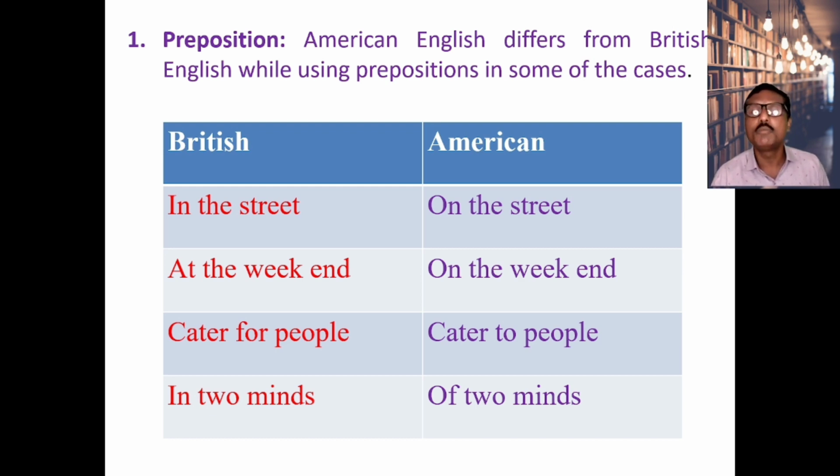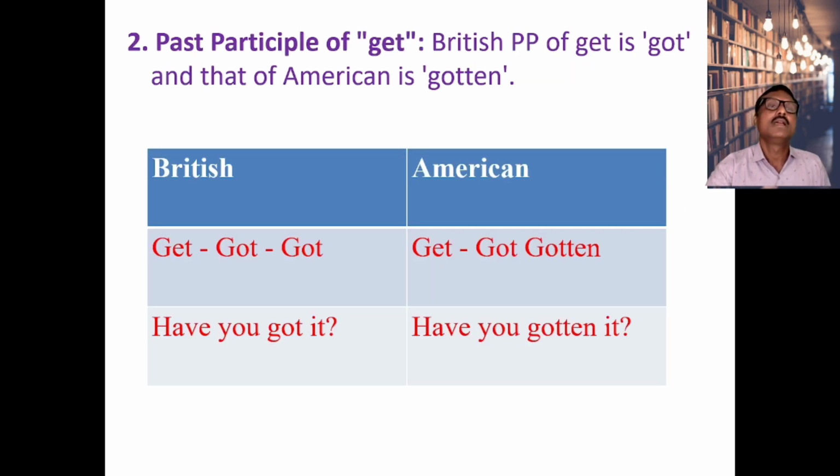British will say in two minds. American will say of two minds. So you can see the difference. They use on instead of in, on instead of at, to instead of for, and of instead of in. So these are the differences of use of prepositions. There are other differences of use of prepositions, but they are in a different context. We'll see them after some time.